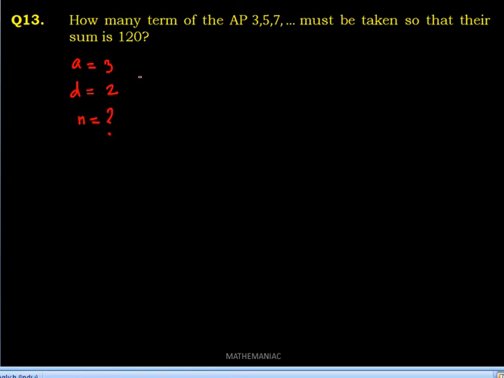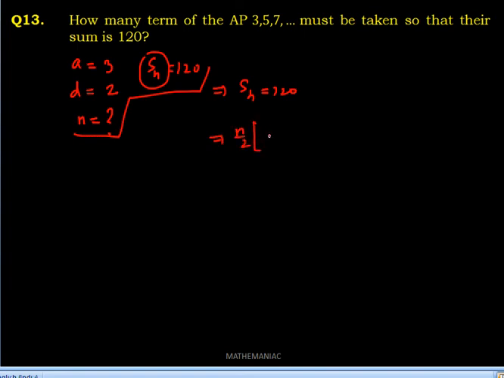N is to be found, and what is given? Sn is equal to 120. Again I would like to repeat, this is a symbol consisting of D's. So apply the formula straight away. So Sn equal to 120 would lead you to n by 2 into twice a plus n minus 1 into d equal to 120.